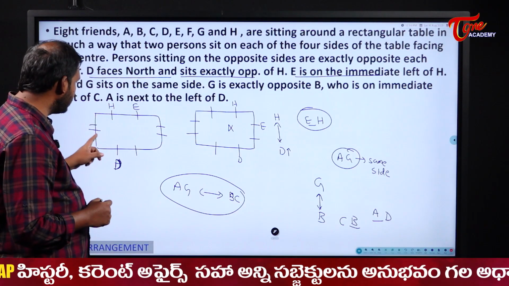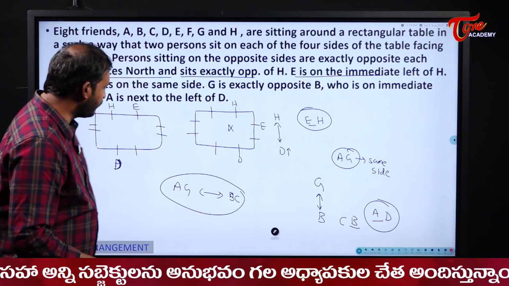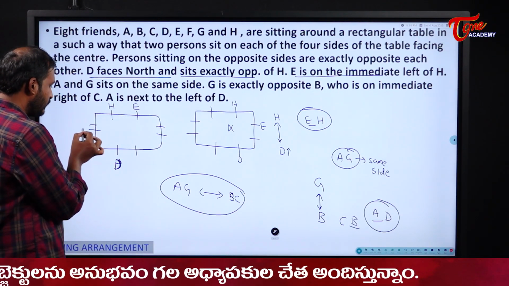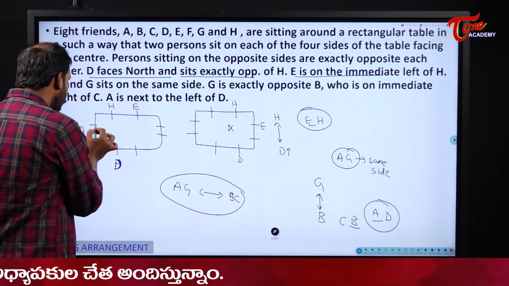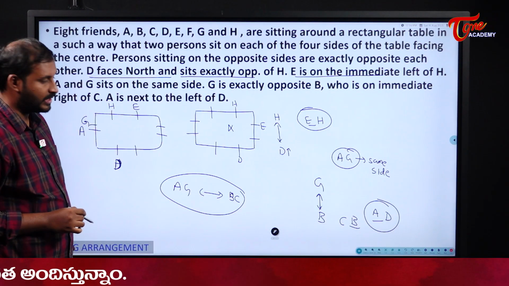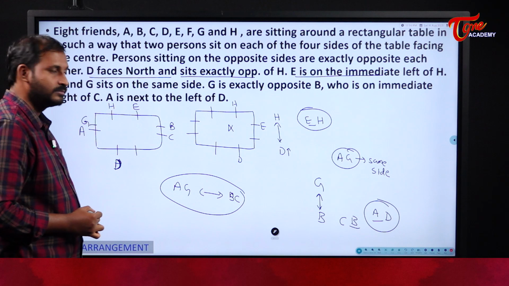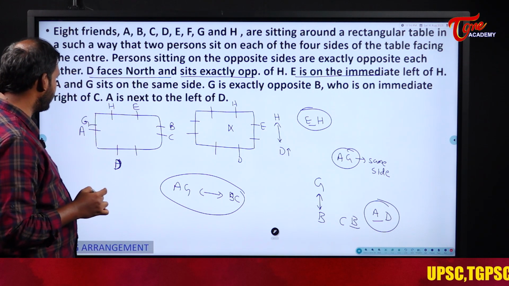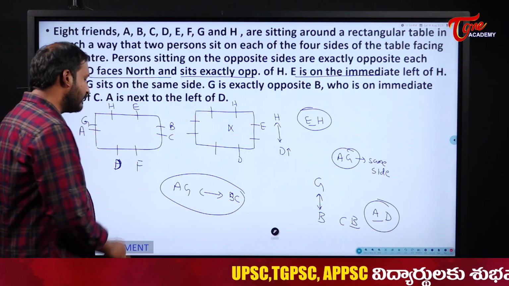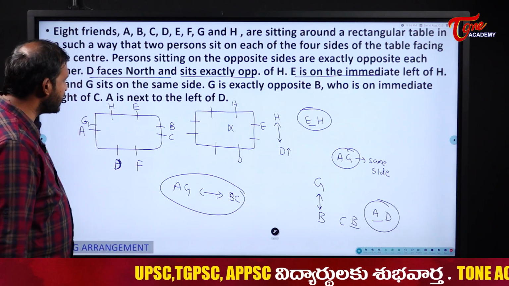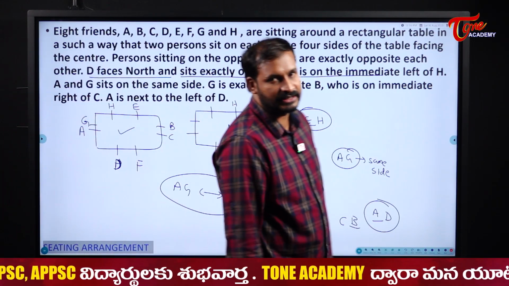And next they are telling that towards the left of D I will have who? A. So, D is here, to the left of D this will become A. If A is here, his neighbor will become what? G. G will go here and G is opposite to who? B. If B comes here, C comes here. Right? Then who is the only person left for us? A, B, C, D, E, F. So, F will come here. So, this is the final and perfect arrangement for us.